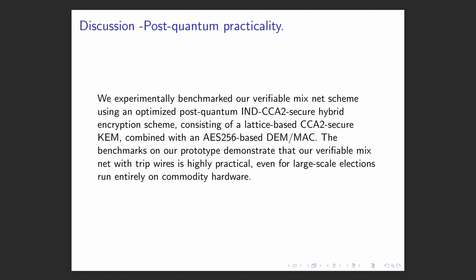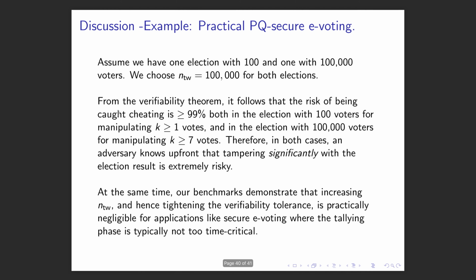Okay. So as I said, we've experimentally benchmarked our scheme using our KEM and our DEM. It does basically what you'd expect. The key size is linear, and basically all the other operations are linear in the number of layers. It's highly practical even for large-scale elections running entirely on commodity hardware.